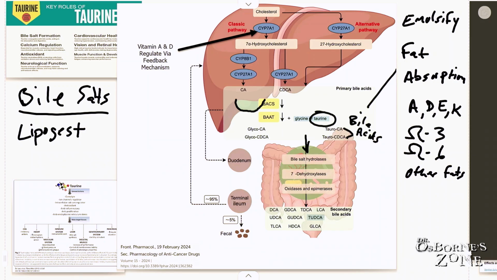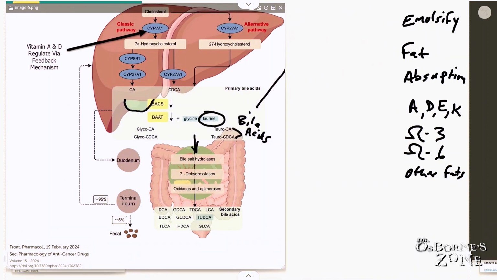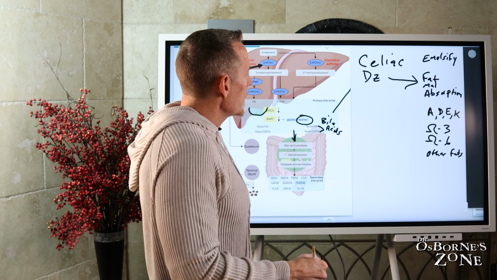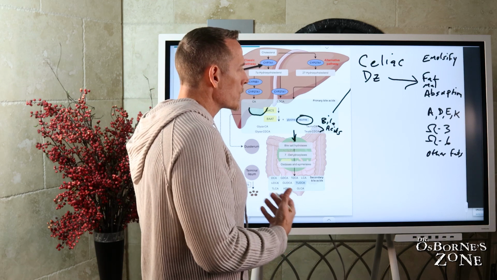So where might this also be important is those of you with a history of gluten sensitivity or celiac disease, because one of the hallmarks of celiac disease is fat malabsorption. And so what we commonly see in patients with celiac, because they have intestinal damage, is they start malabsorbing nutrients.